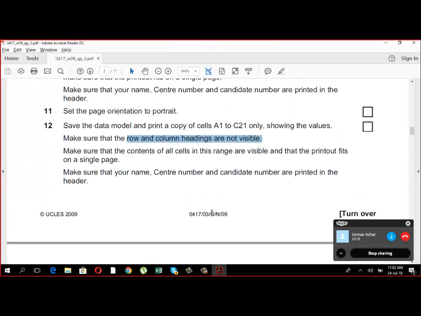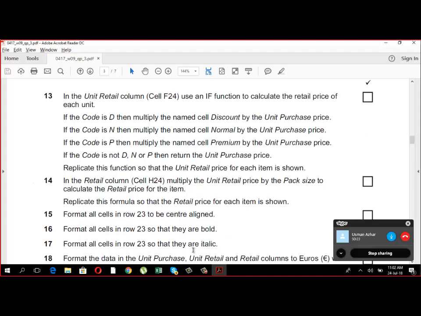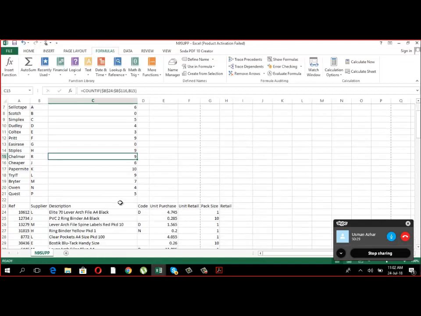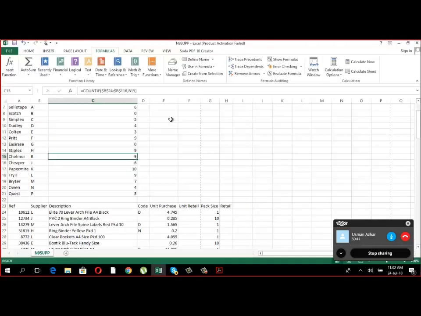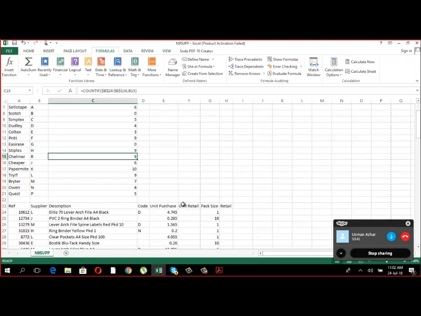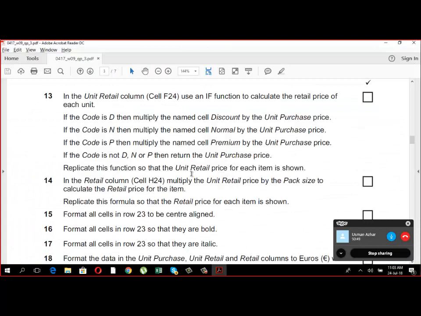The reason why I selected this paper was because it was a lengthy paper. Point number 13. Here we go. In point number 13, we have this. It's very interesting, the nested IF. It comes rarely, but that's why. In the unit retail column, F24. Here is the IF function. We need to understand the question.